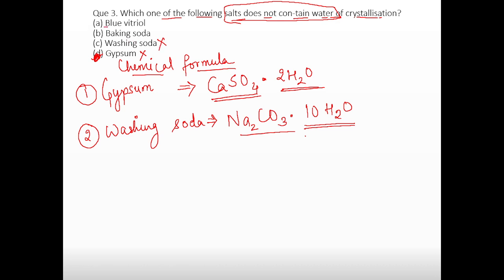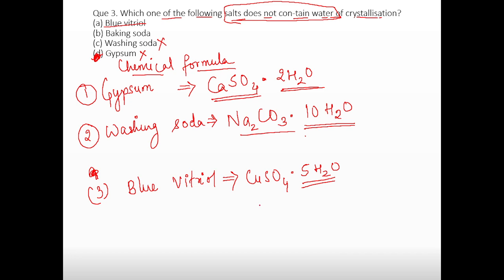Then taking blue vitriol, the third chemical formula. What it is, is nothing but the blue crystals of copper sulfate, and these blue crystals of copper sulfate are associated with 5 water molecules. So this is the blue colored crystal of copper sulfate, associated with 5 water molecules.